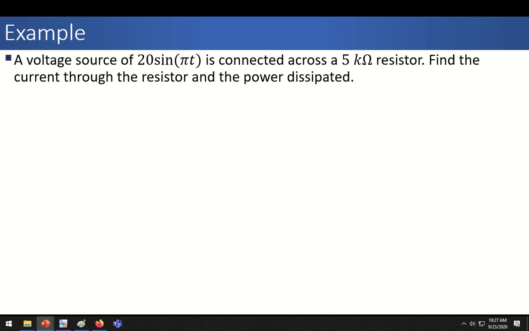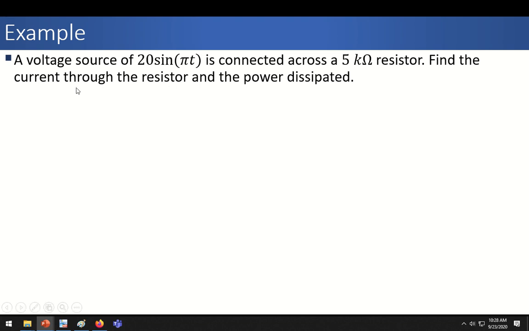So let's see another example. We have a voltage source of 20 sin pi t, and it is connected across a 5 kilo ohm resistance. Find the current through the resistor and the power dissipated. So again, this is a very easy problem. We are given the voltage source, that is 20 sin pi t. In this case you can see that the voltage source is actually changing, or depending on time. So this is actually a time dependent source. So it is connected across 5 kilo ohm resistance, and we have to find the current through that resistor and power dissipated by that resistor.